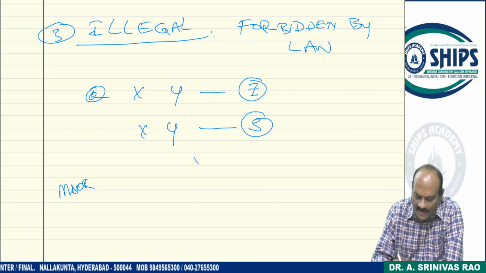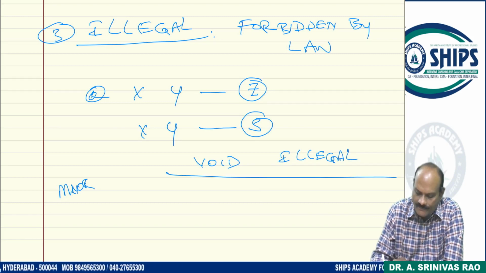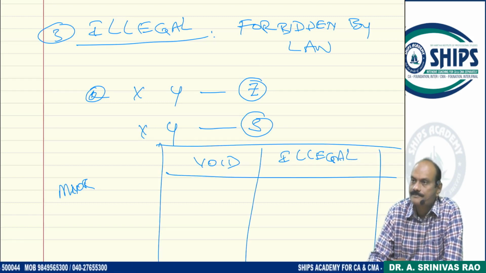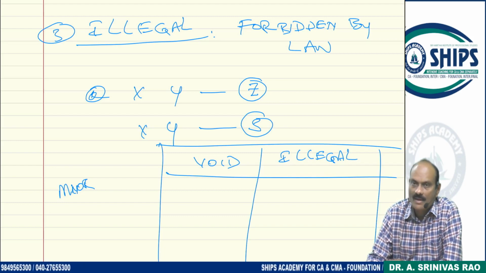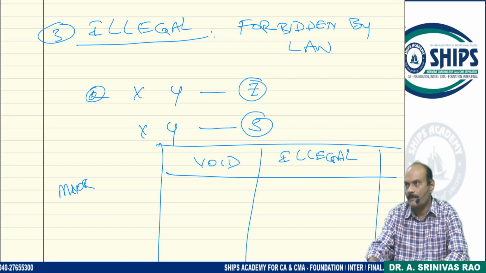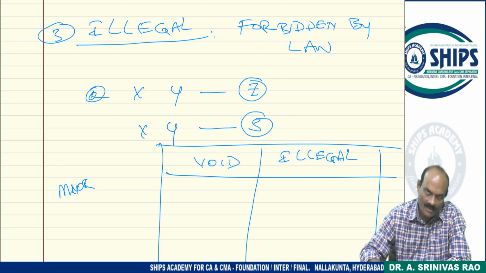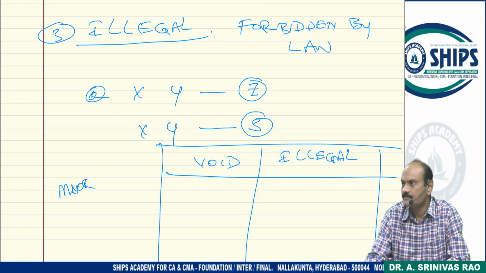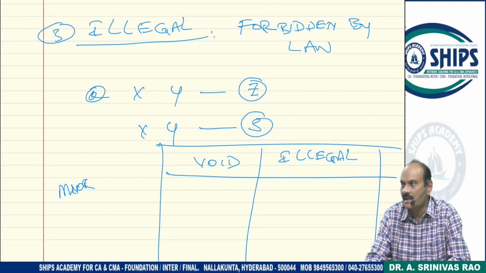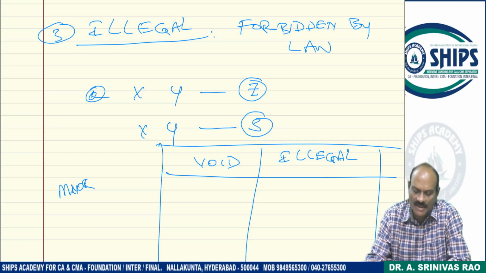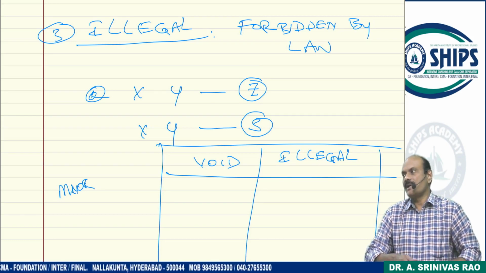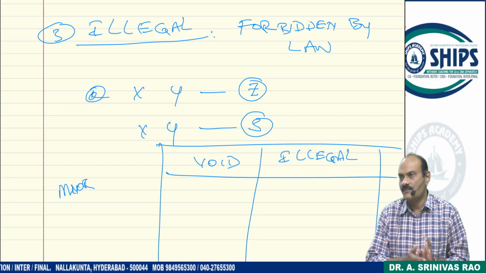What are the differences between void and illegal? Write down 3 points. Illegal and void. Under void, first point: it is not forbidden by law. Under illegal, it is forbidden by law.